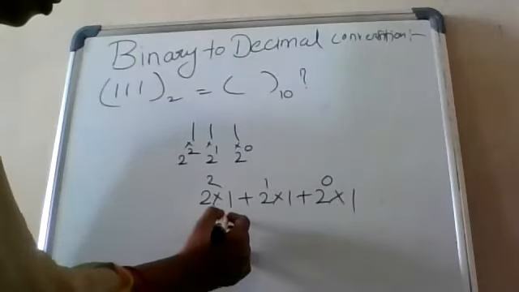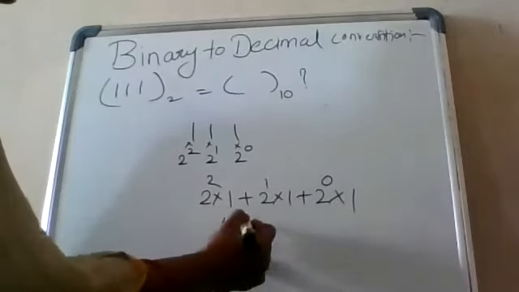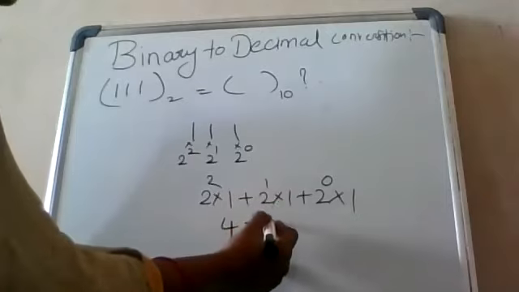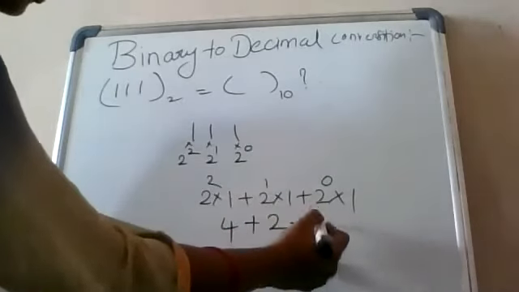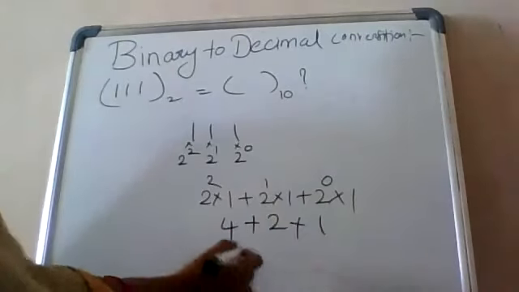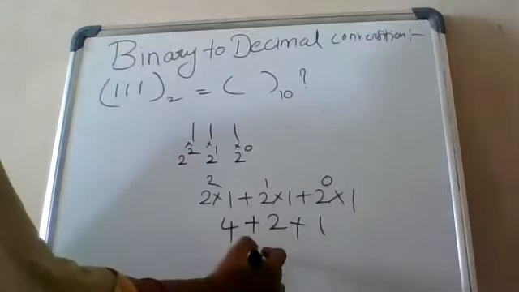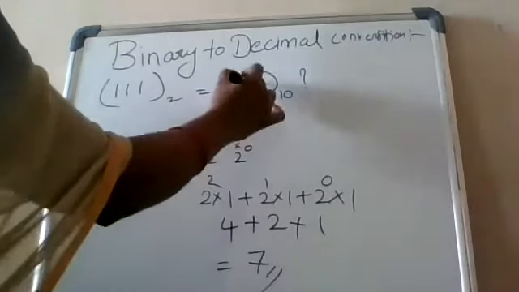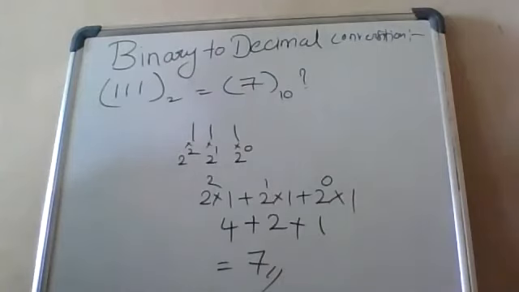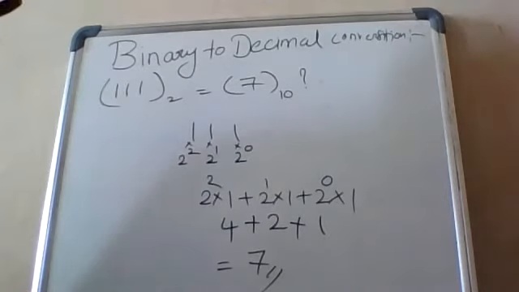2 power 2 means 4, 4 into 1, 4. 2 power 1 into 1, 2, plus 2 power 0, 1. What is the value? 4 plus 2 plus 1, 7. 7 is the answer.